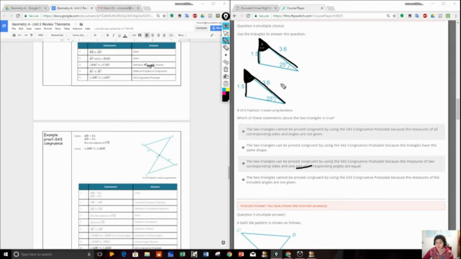Even though this 25° right here is given, I can't use it because it's not the included angle. So then the two triangles cannot be proved congruent by using side angle side congruence postulate because the measures of the included angles are not given. Yes, that is our answer. So it has to be the included angle that we are using.